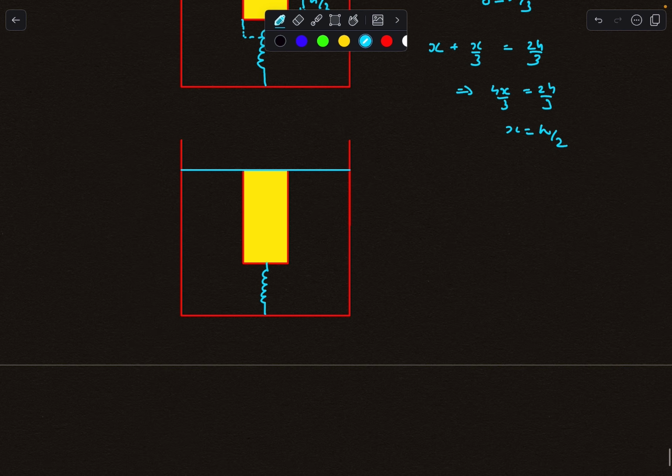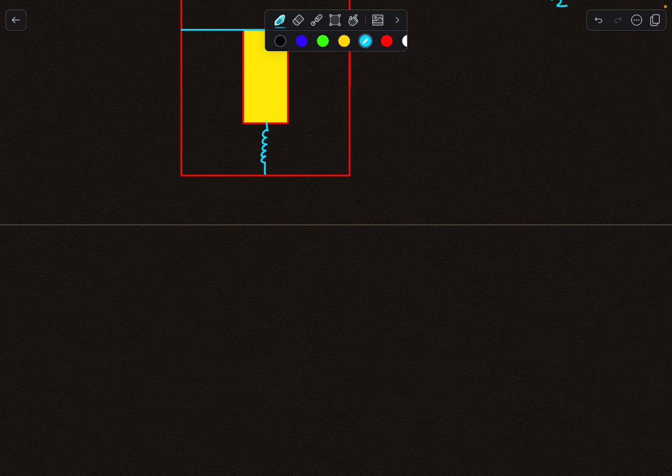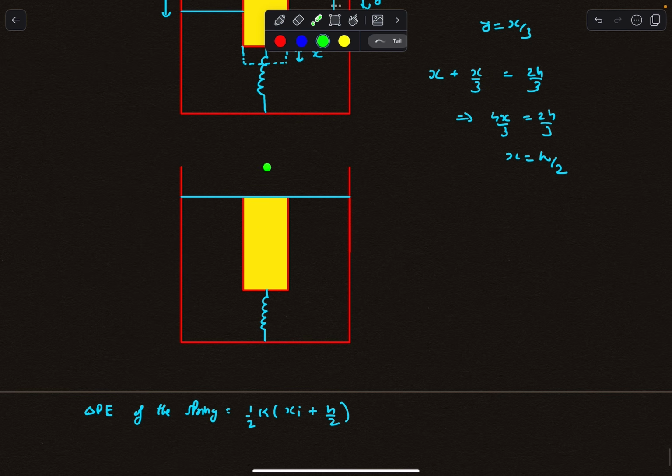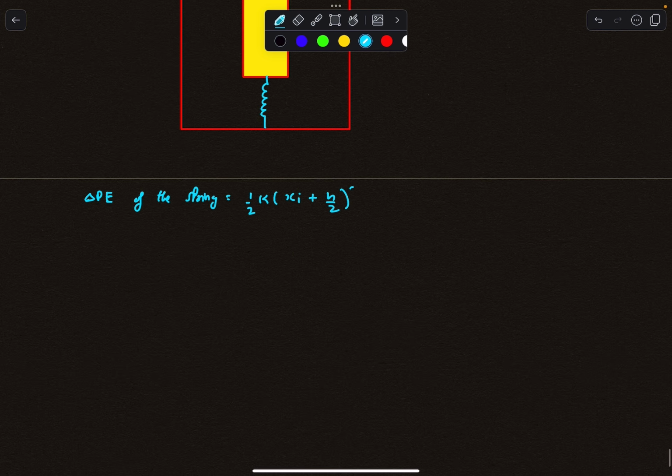Okay, so now we have to talk about the potential energy changes. The change in spring potential energy is pretty easy. The delta PE of the spring is half k times x final squared, and x final is nothing but xi plus h by 2. And why is it h by 2? Because we pushed the cylinder in by an amount of x, which means the spring gets compressed by an amount of x, and x is nothing but h by 2. This thing squared minus half k xi squared. So the change in spring potential energy, we figured it out.